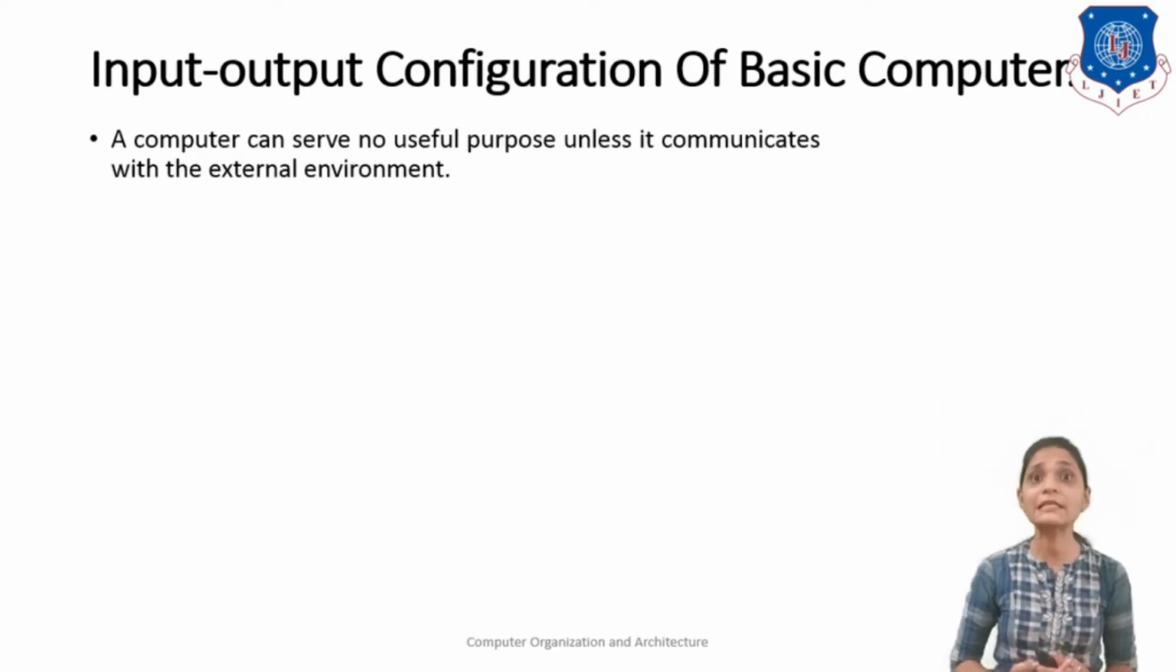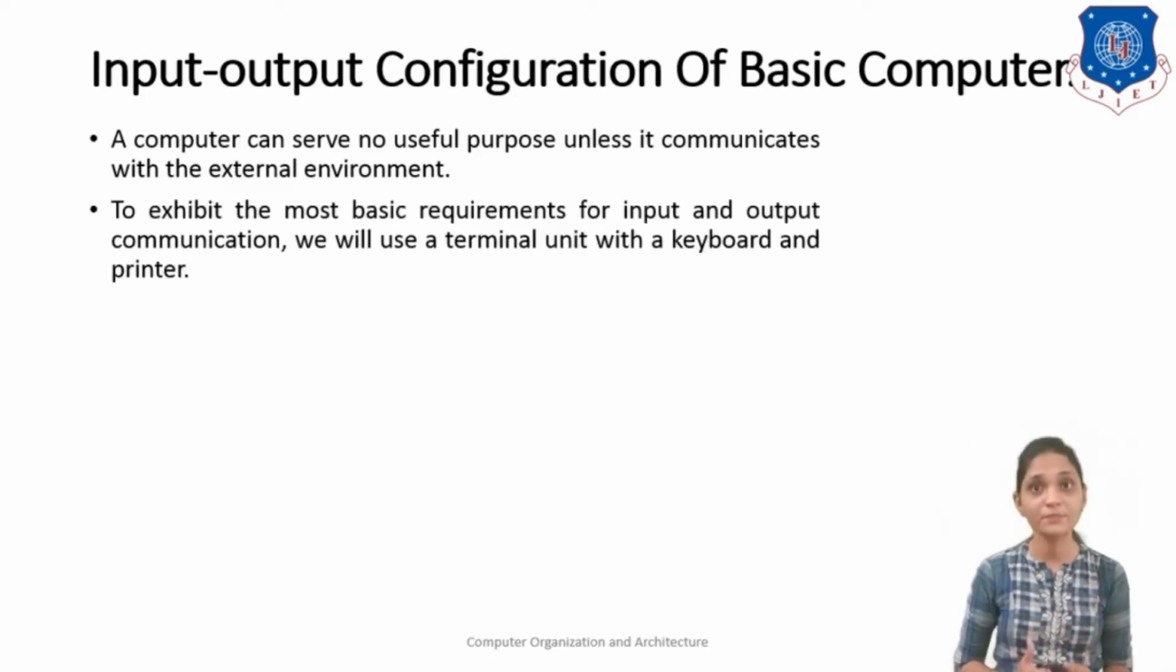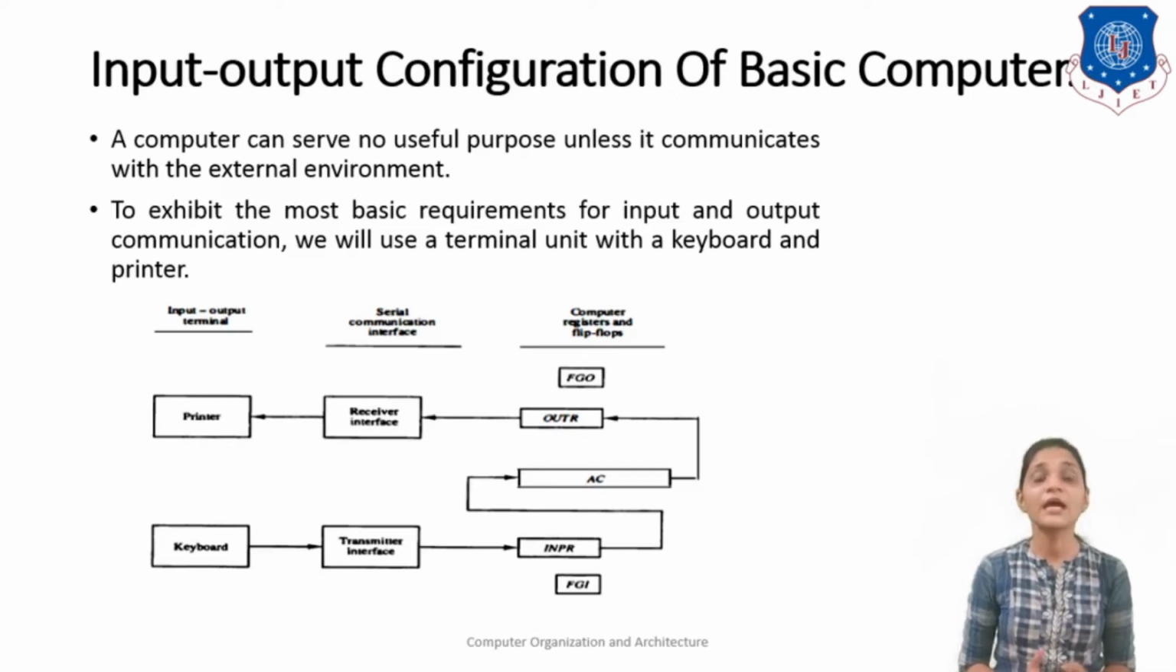A computer can serve no useful purpose unless it communicates with the external environment. To exhibit the most basic requirement for input and output communication, we will use the terminal unit with the keyboard and the printer. We are seeing this basic concept, and for input we are using the keyboard, and for output we are using the printer. And this is the simple block diagram for this printer and keyboard.